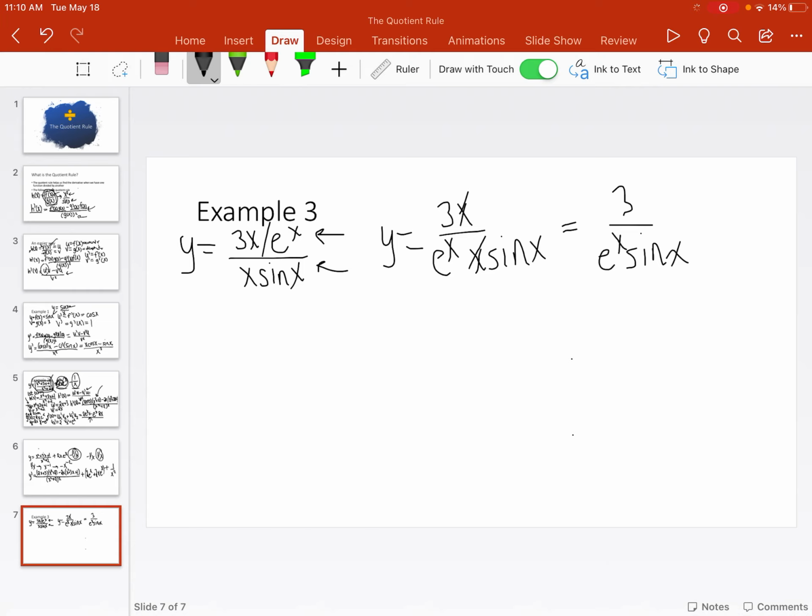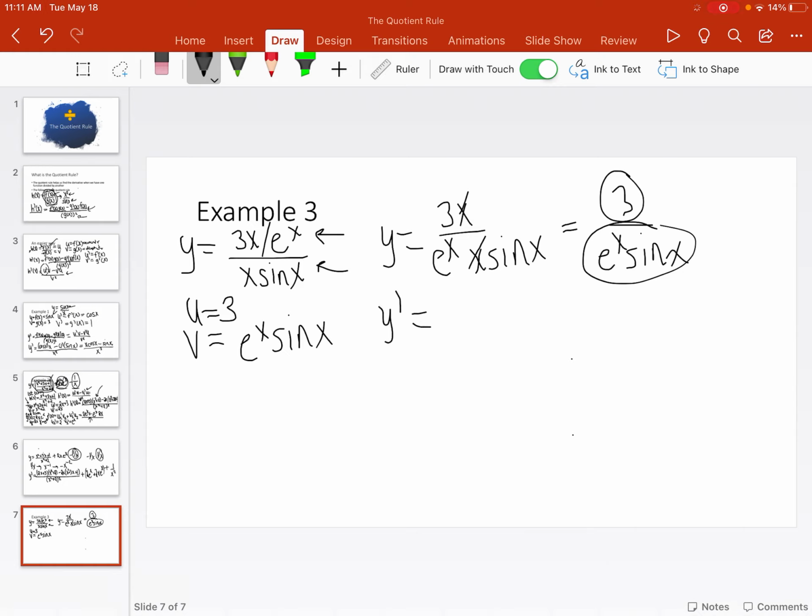So what do we see now? Well, we got a function divided by a function. We're going to call u equal to 3, which is the numerator, and v, the denominator, is e to the x sine x. So our numerator is u, our denominator is v. So let's write out the product rule. I mean, not the product rule, the quotient rule.